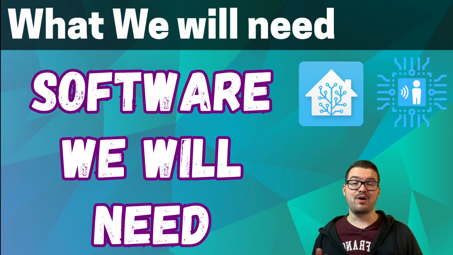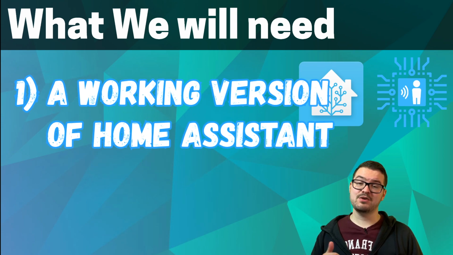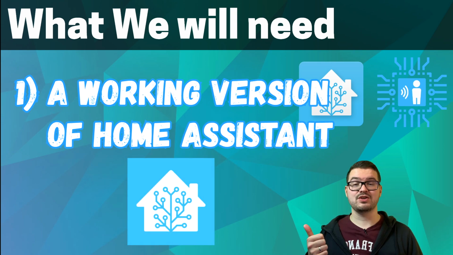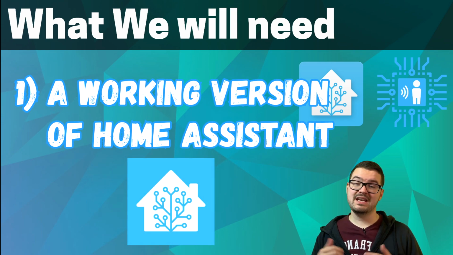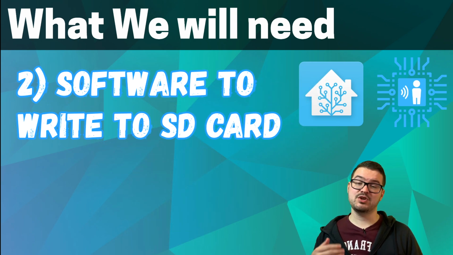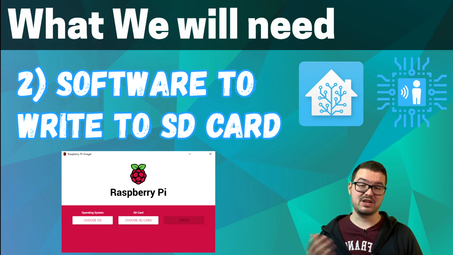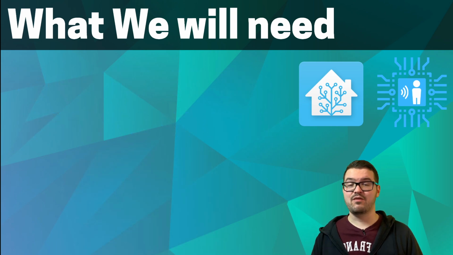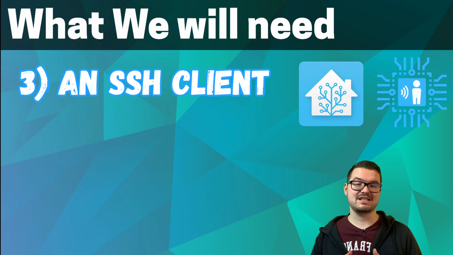Let's start with the software we're going to need then. First and most importantly, we're going to need a working version of HomeAssistant. We're then going to need some software in order to write an image to an SD card. In this video, we're going to be using the Pi Imager, but you can use anything you want. And the last bit of software we're going to need then is some kind of SSH client. And again, you can use whatever your preferred one is.